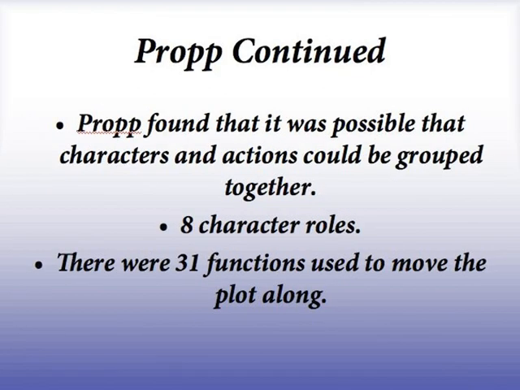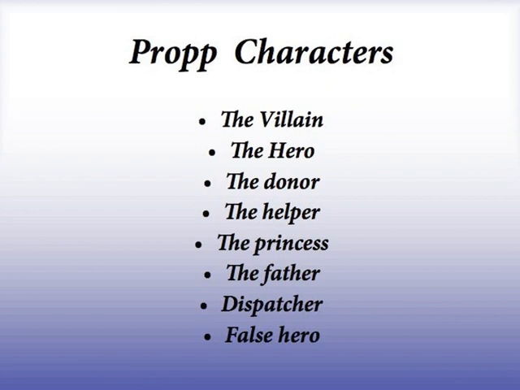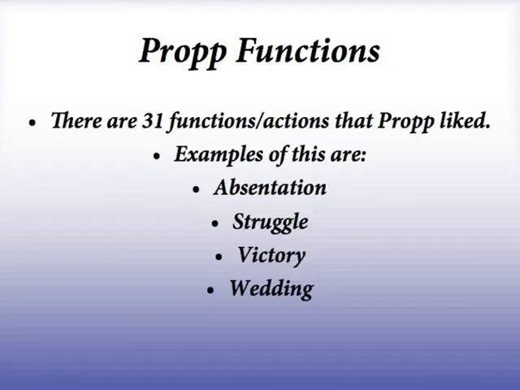Propp had a very simple idea that characters and actions could be grouped together. He said that there were 8 character roles that were most common, and there were 31 functions used to move the plot along. This is Propp's typical character list. This is normally used in Hollywood films or Disney films, and each of the characters are normally linked together, and the stories will normally end in the hero and the princess being happy and the villain being put in a negative light.